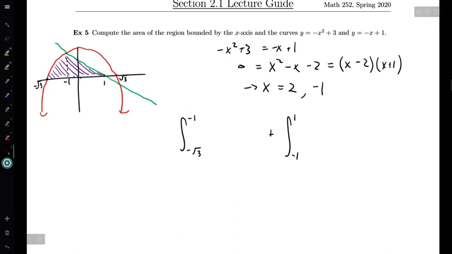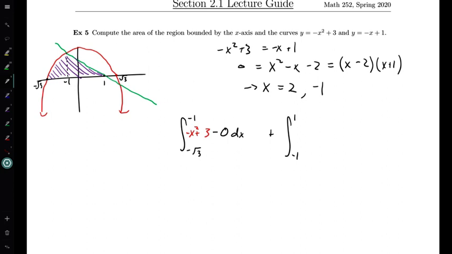Now, for this left integral, from minus root 3 to minus 1, I want to think about what's the largest function. Well, the largest function here is this red curve, which we know to be the quadratic, minus x squared plus 3. And maybe I also want to think about what the smaller function is going to be. On this interval from minus root 3 to minus 1, the lower bound is just the horizontal line y equals 0. So I'm subtracting away 0 here, which doesn't do very much to the actual function.